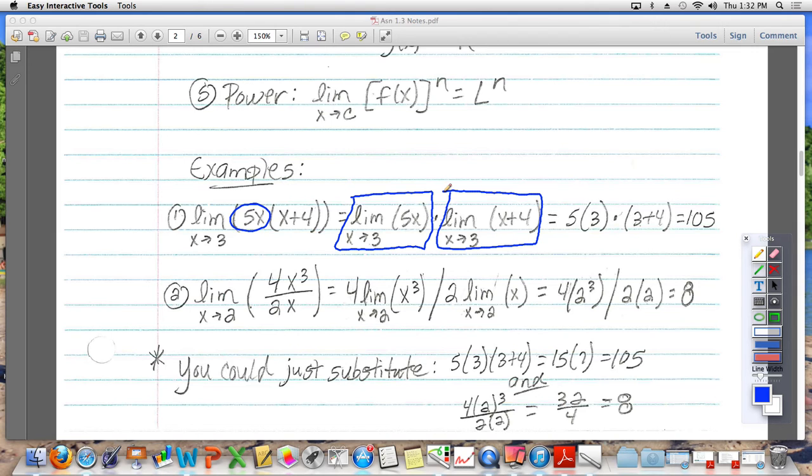But because these things are both polynomials, all I need to do is take this value that it's approaching and plug it in for x. So really all I'm doing here is taking 5 times 3, which is 15. I'm multiplying these limits, so I put a times sign here. Then I take this x value of 3 and plug it in for x. 3 plus 4 is 7. I'm multiplying those two answers and getting 105.